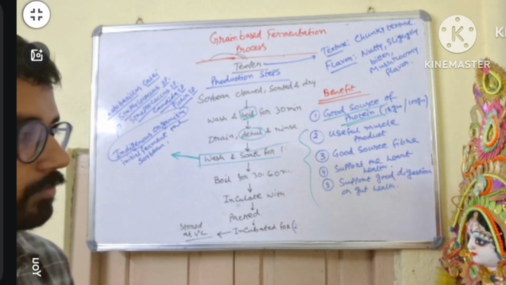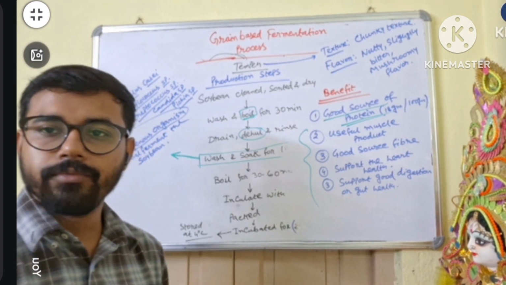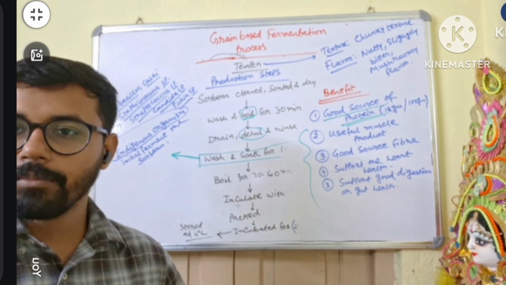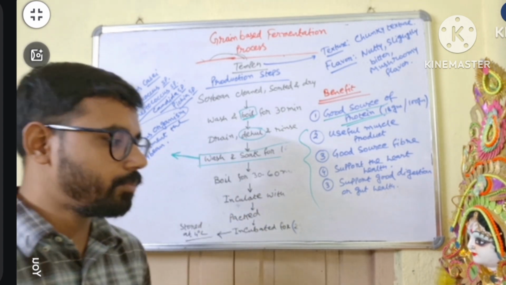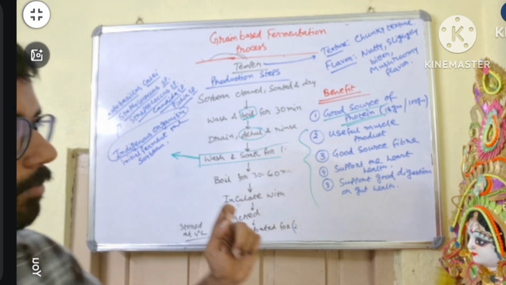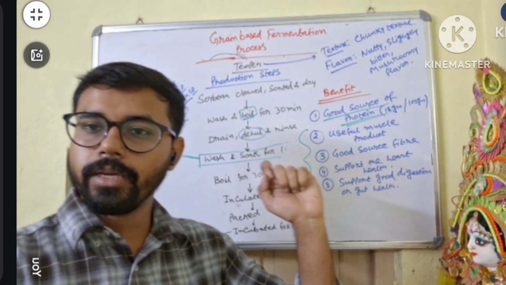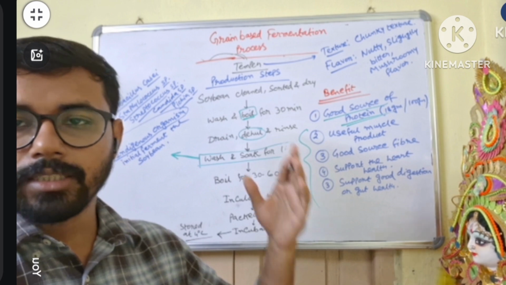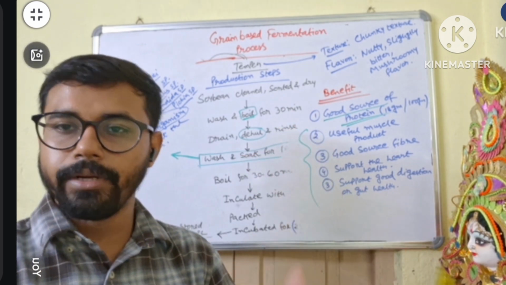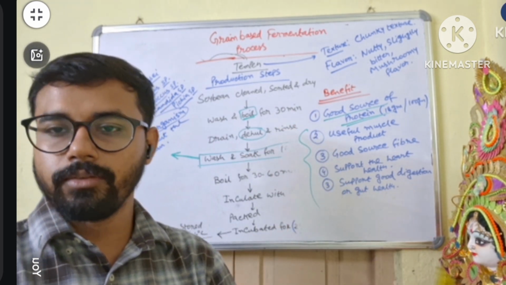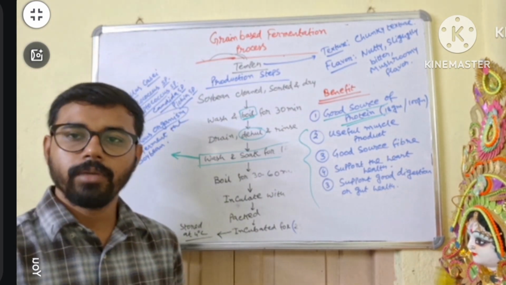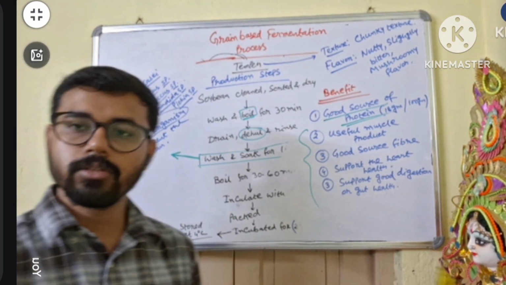Clear? So two products we manufactured in this class. One is the bread manufacturing process, the other is the tempeh manufacturing process. Next day we will talk about the soya sauce making process as well as some defects in grain-based products, like bread defects, soya sauce defects, etc. And by that way, Unit 3 is also completed.